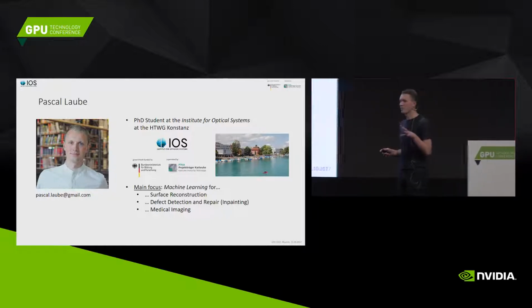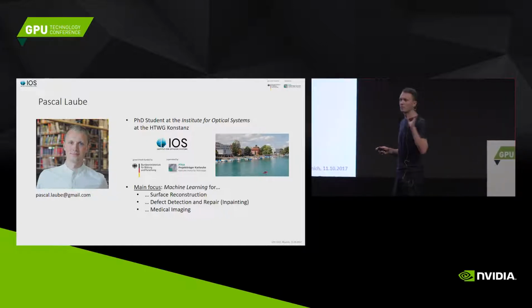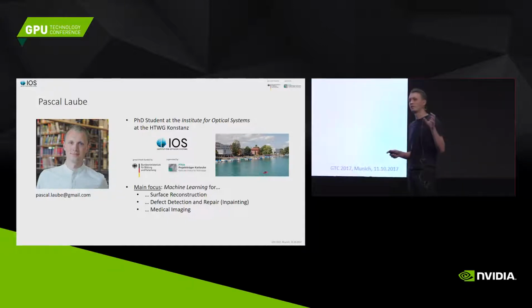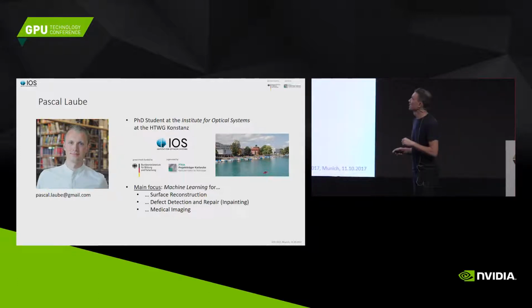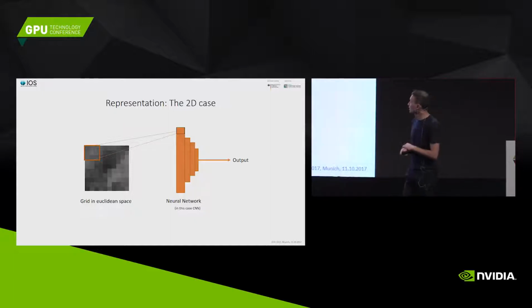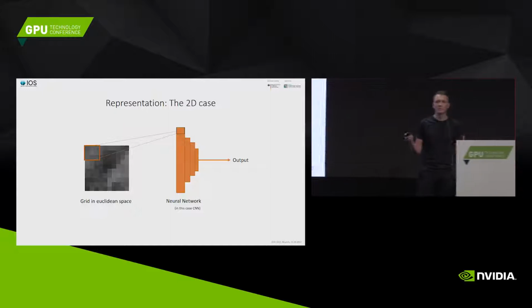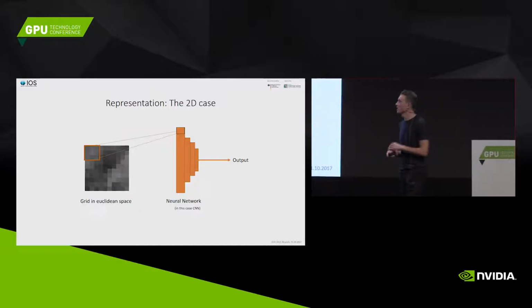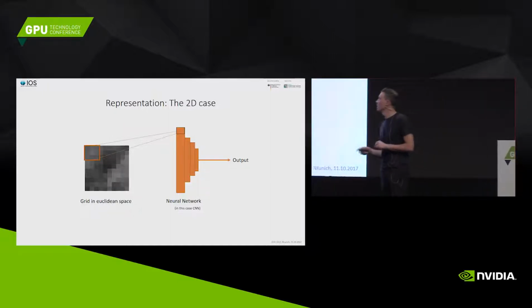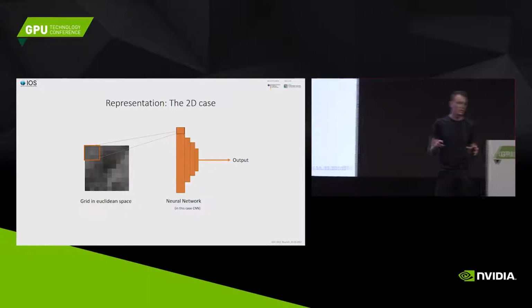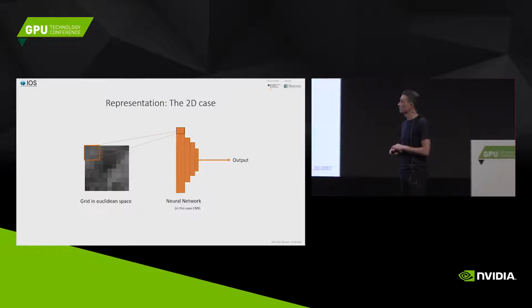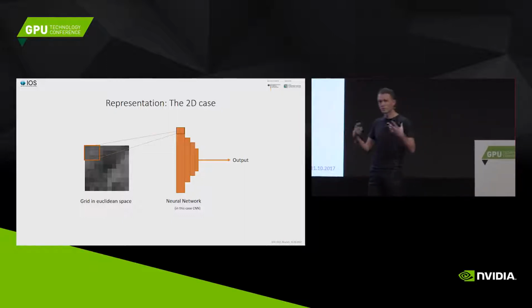So I'm first going to dive into how the community of researchers in 3D surfaces and 3D surface repair is tackling problems with deep learning. This is how you approach a problem in 2 dimensions. You have some kind of grid in 2-dimensional Euclidean space, and you can do a convolution on this grid. So it's very easy to tackle problems here because you have this resolution.